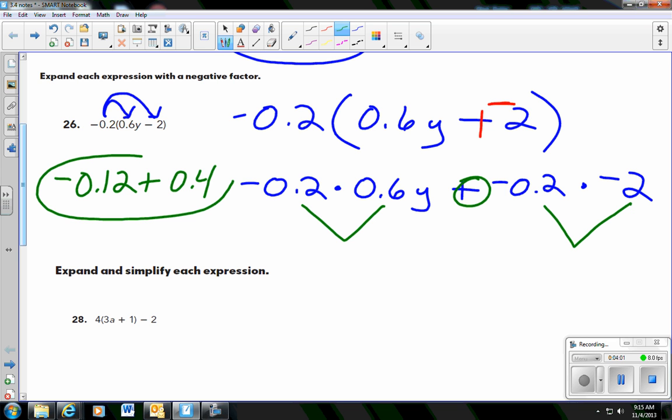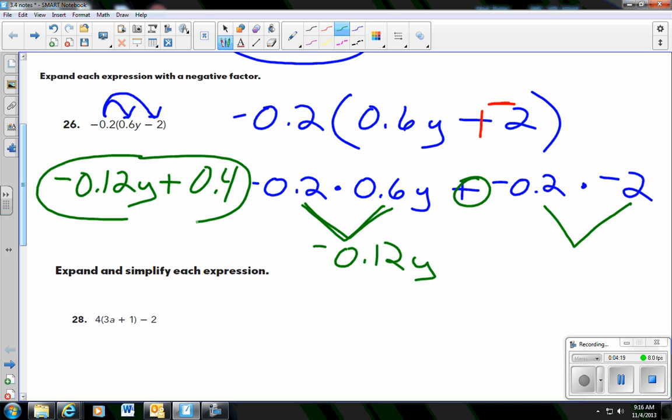And I forgot the y onto there. So in this negative 0.2 times 0.6, it's negative 0.12y. So we got to put that y on top of there, plus positive 0.4. So there's your answer right there. And again, we can't add them because they are not like terms.